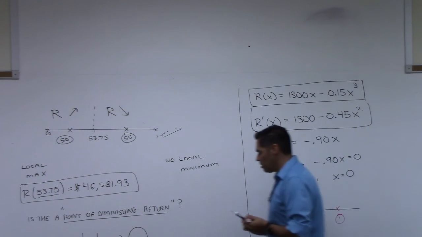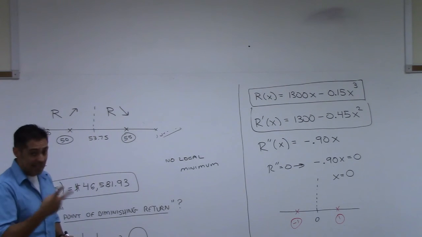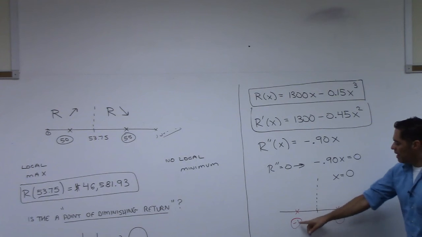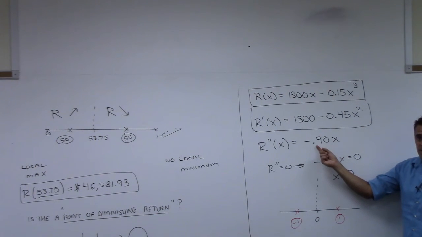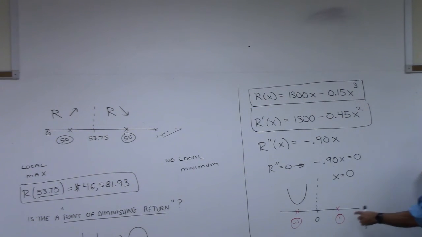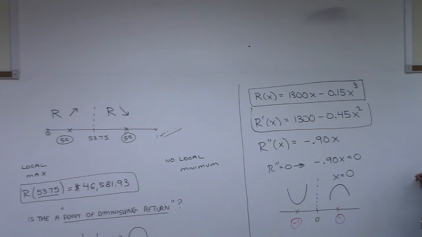What am I supposed to plug those test points into? Into the second derivative, right? So here's my second derivative. If I plug in -1 right here, -1 times a negative number would be positive, so I'm going to be concave up, like this. And then here, plug in 1, I get negative, and that means I'm concave down, right?